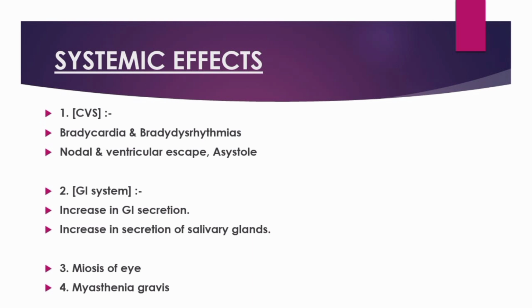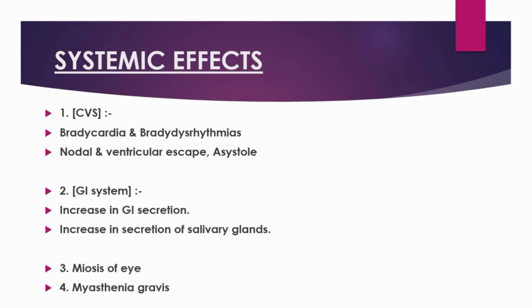And now let's look at the GI system, the gastrointestinal system. These drugs increase the GI secretion. Then the increase in secretion of salivary glands is also seen. Please listen carefully and have a note of it, that in the GI system there is increase in the GI secretion as well as increase in the secretion of salivary glands. So that's why we use the vagolytics along with the anticholinesterase drugs.